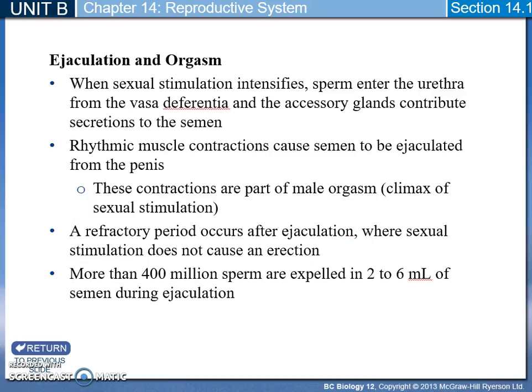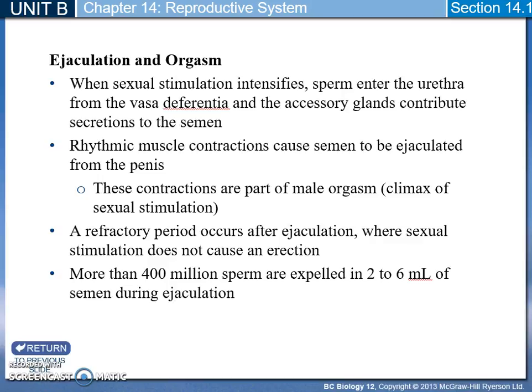When sexual stimulation intensifies, sperm will enter the urethra from the vas deferentia and the accessory glands, which we mentioned before, which contribute secretions to the semen. During orgasm then, rhythmic muscle contractions cause semen to be ejaculated from the penis. These contractions are part of what's referred to as the male orgasm, or a climax of sexual stimulation.